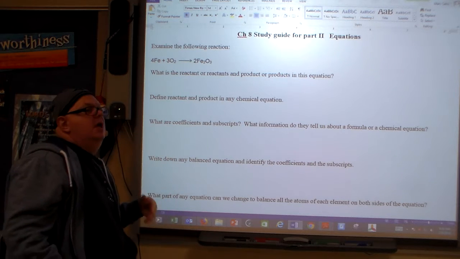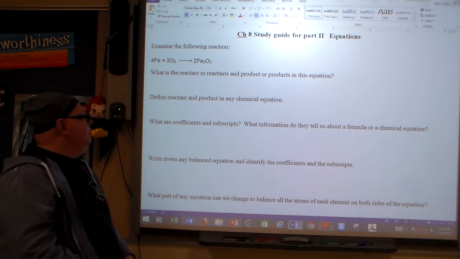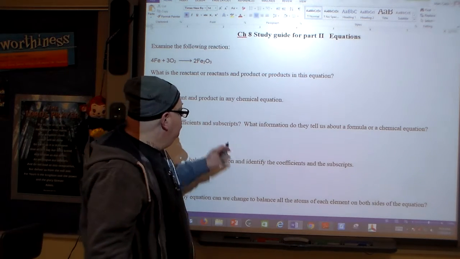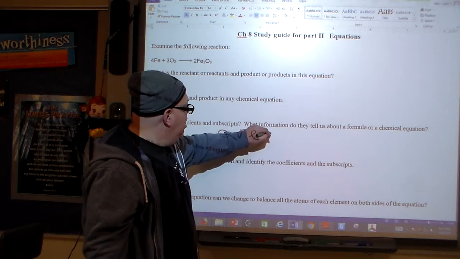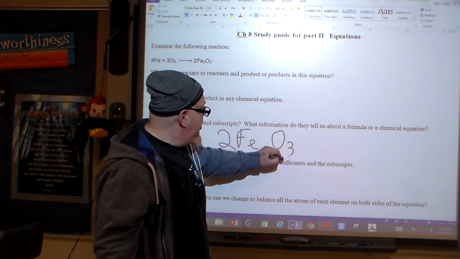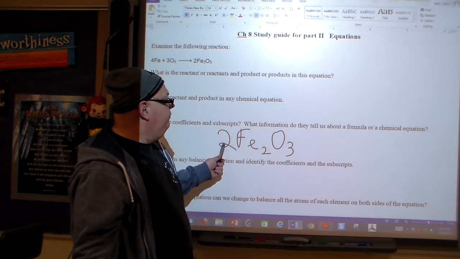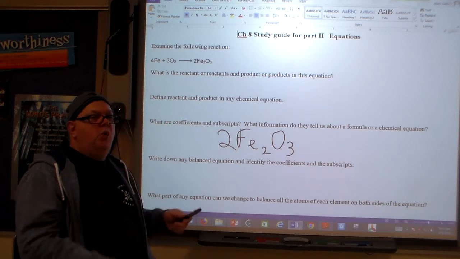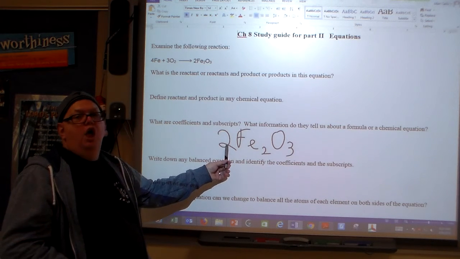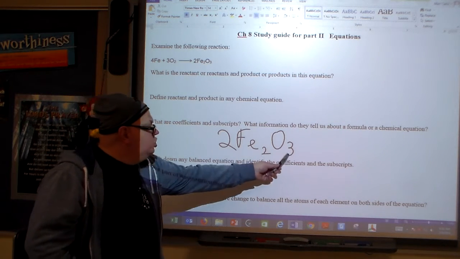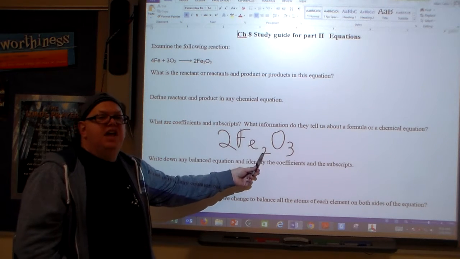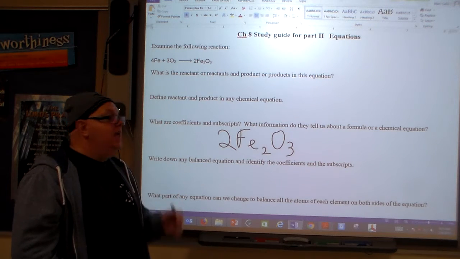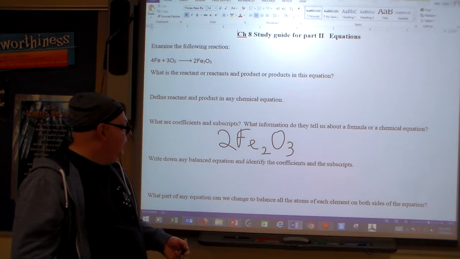Define the reactant and product. Product is anything that you end up with in a chemical equation, coefficients and subscripts. Okay? If you look at 2Fe2O3, this is your coefficient, these are your subscripts. When you balance a chemical equation, this is what you play with, the coefficient only. You do not change these. Those are fixed. They are unmovable for the purposes of balancing a chemical equation. Okay?